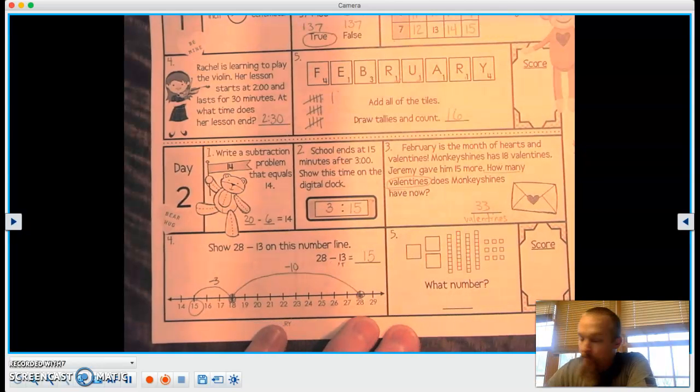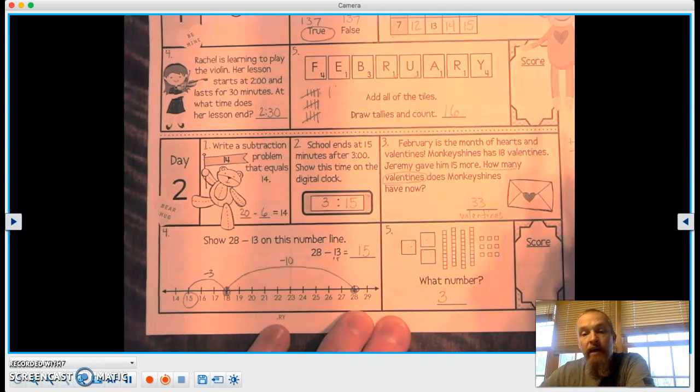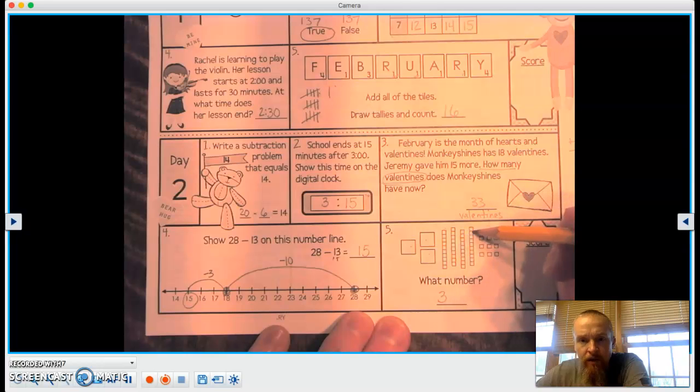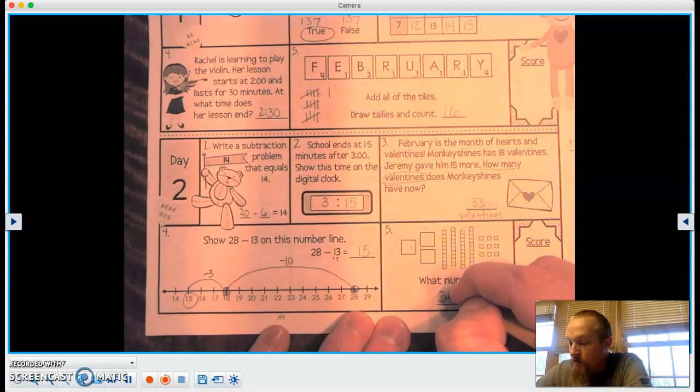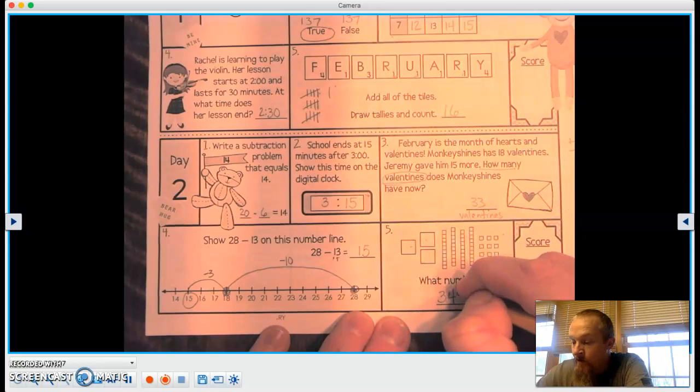All right, what is this number? Well, let's count it up here. We have 1, 2, 3 in the hundreds column, and we have 1, 2, 3, 4 in the tens column, and we have 1, 2, 3, 4, 5, 6, 7, 8, 9 in the ones column. For the number 349.